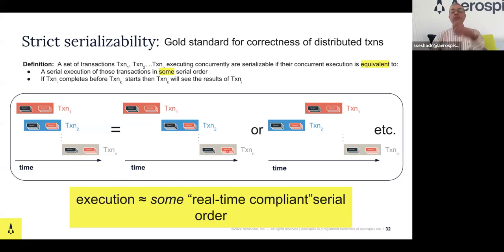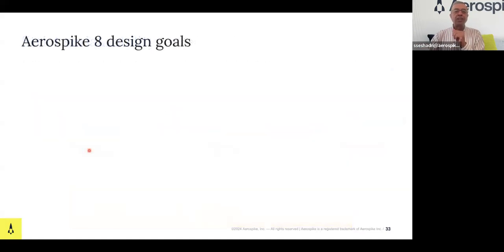If you just wanted serializability, you could take this transaction and put it anywhere in the serial order, even though in real-time order it comes later. But that's what is not allowed by strict serializability. And I'll just say that in passing.